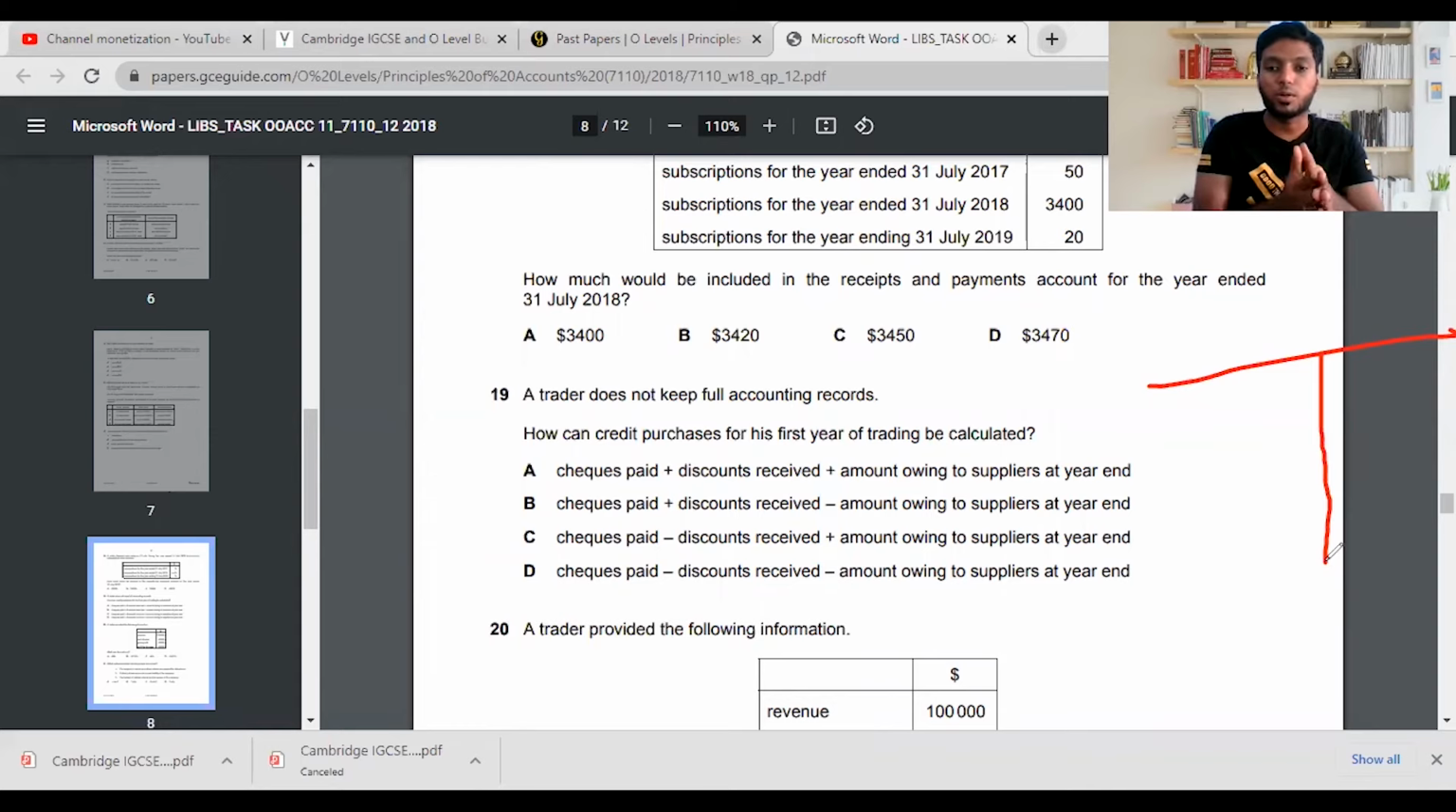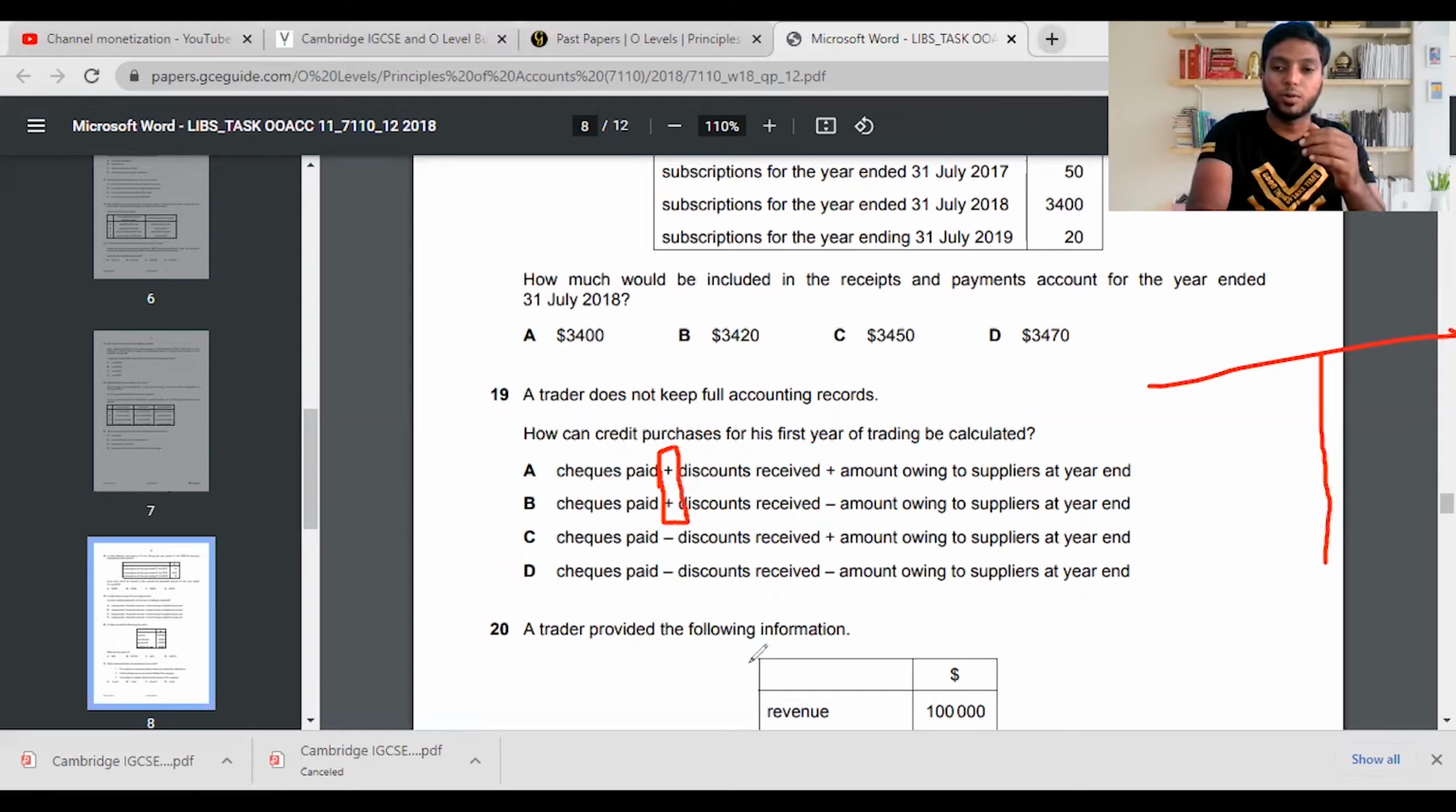Before we move on, you need to understand that cheques paid come on the debit side of the creditors control account. Discount received also comes on the debit side of the control account. So because it's an addition, these both are on one side, so adding is correct. If you deduct, it's wrong, because discount received also comes on the debit side, and cheques paid also come under the debit side. Then the plus mark, which is amounts owing to suppliers at the year end, is it going to be a plus or a minus?